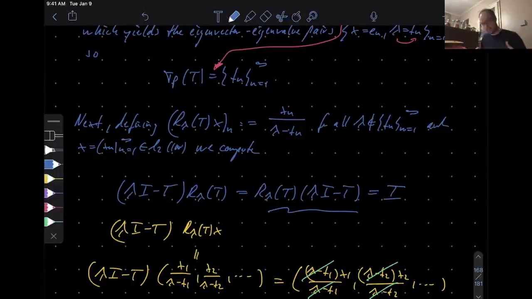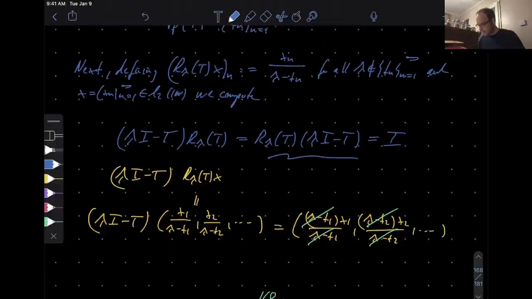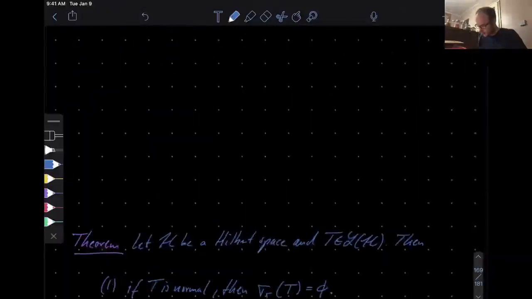Okay, so that way our R_lambda up there is a good candidate for indeed the resolvent, right? Because it is both a left-sided inverse and a right-sided inverse. Yeah, but we also have to verify maybe the boundedness. So let's look at this. So this is an equation valid on l^2, all right?